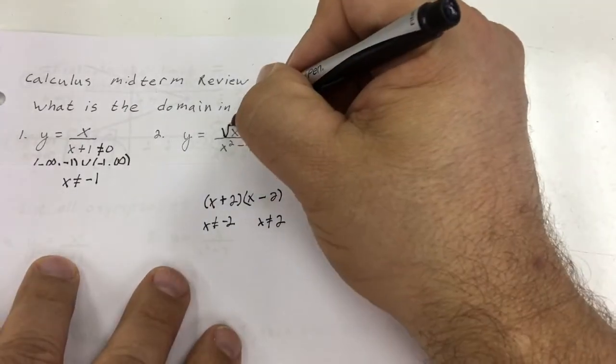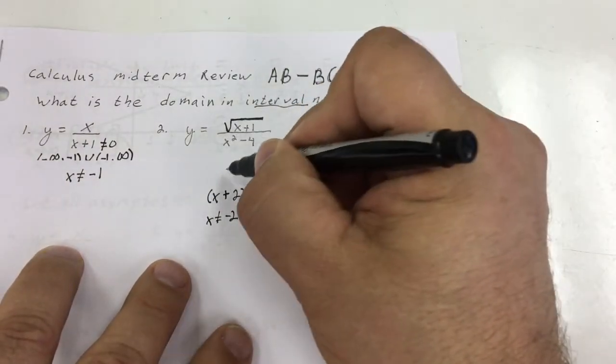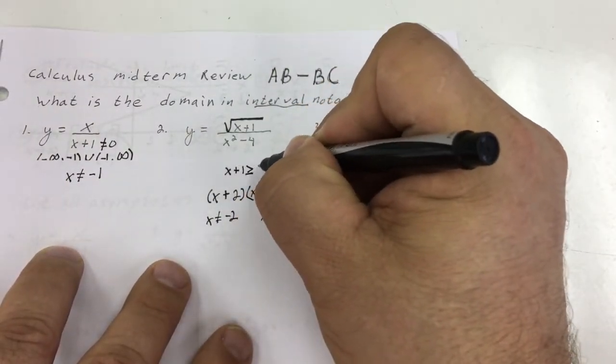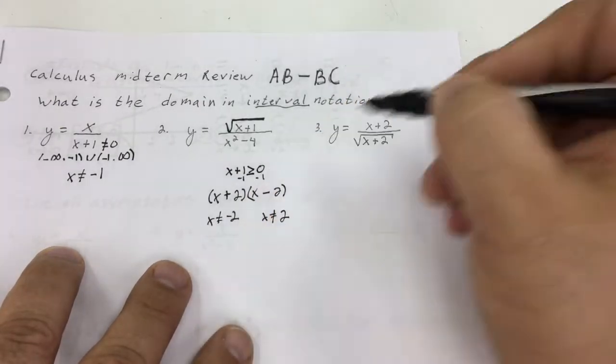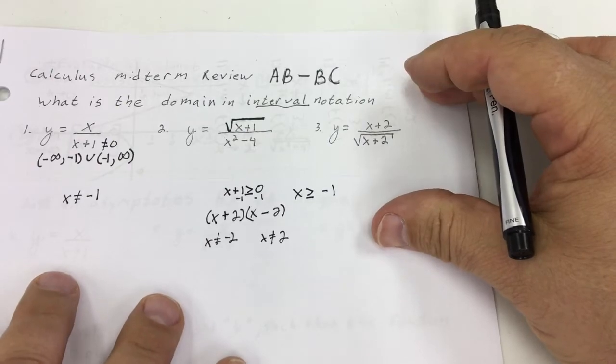But I have this radical on the top, and that means I'm not allowed to have negative numbers underneath the radical. So I'm going to take what's underneath the radical, x plus 1, and set it greater than or equal to 0. I'm going to solve that, and that's going to give me x has to be greater than or equal to negative 1.